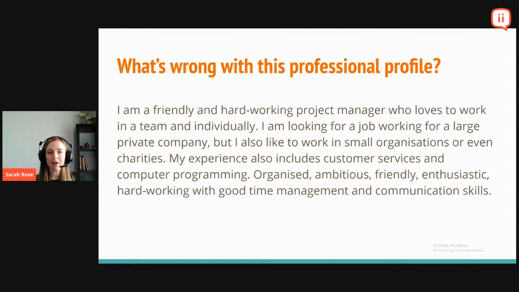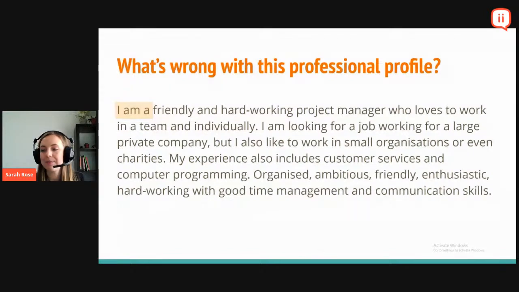Let me go through some of the mistakes. Okay, Anna says it is too long. It is too long. It's four sentences, but it's not just too long because there is too much information, but actually some of the information is not important and some of it they say twice. Okay. So first of all, I am a. We don't need to start with this. We can start with a friendly and hardworking project manager. We don't need to say I at the beginning. Okay, so that is already not right.